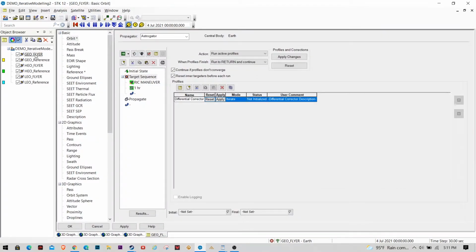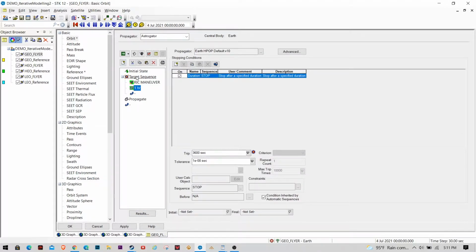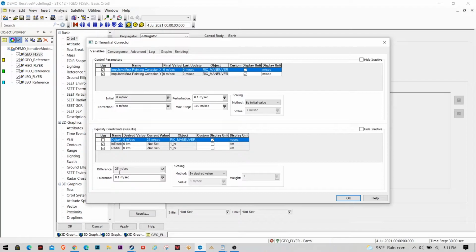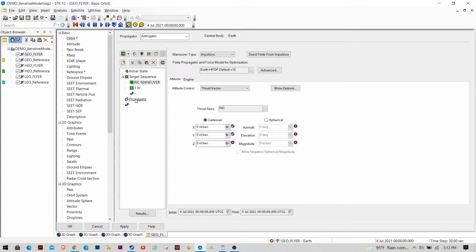For each of these, we're going to have a flyer starting at this same reference point, and then it's going to maneuver somewhere in 1 hour. The way the target sequence is set up, I have my RIC maneuver with radial and in-track burns turned on, and it's solving in a 1 hour time of flight to go to some location around the original reference. Along its path, it's going to record the total amount of delta V that it took to get to that reference, and we're basically going to solve for a 200 by 200 kilometer box, and I'll show you that in Analyzer when we begin to run our results.